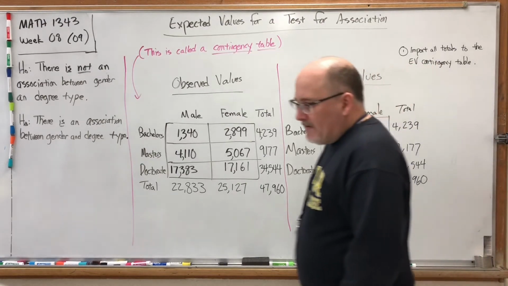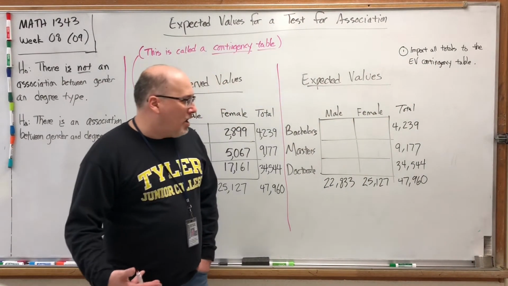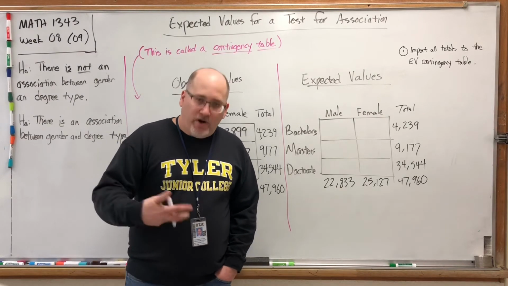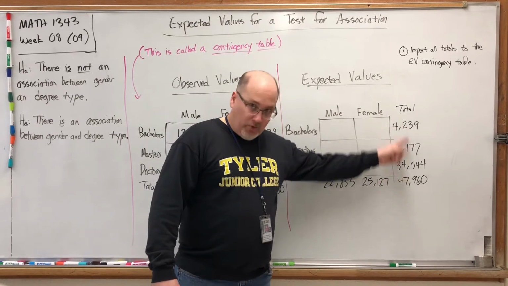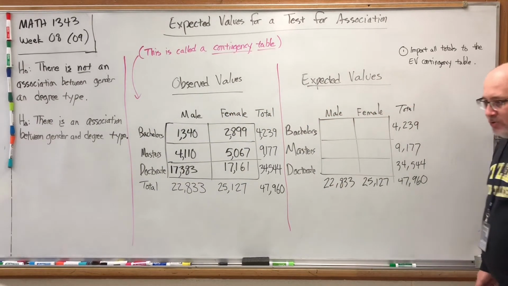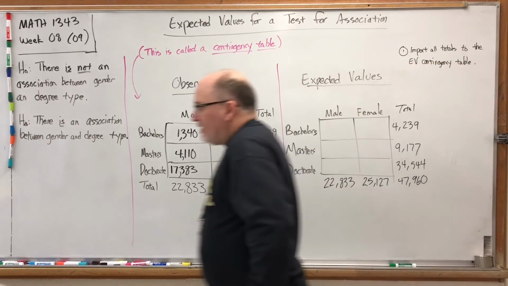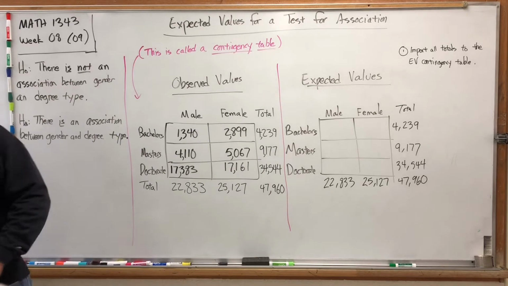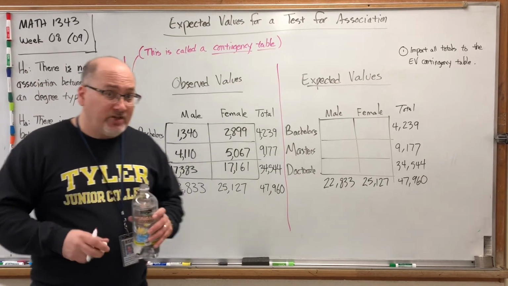So our expected values are built off of the observations based on ignoring one of the categories. If we ignore gender, then here's our degree totals. And if we ignore degree type, then here's our gender totals. Now, how do we use this to calculate the expected values? I'll tell you right now, we're going to figure out how to come up with one expected value, turn it into a formula, and then use it to calculate the others.